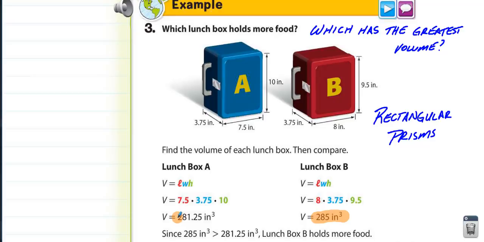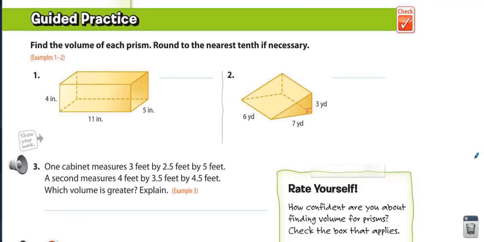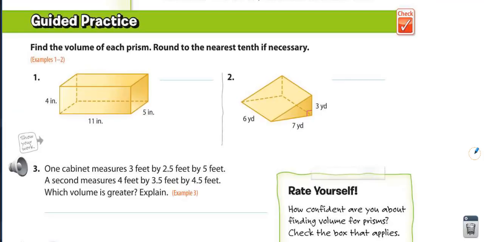Lunchbox A only holds 281.25 cubic inches of food. So now you're ready for some guided practice problems. Let's go ahead and have you work those two problems. So pause the video, work those two problems out, and then we will come back together.